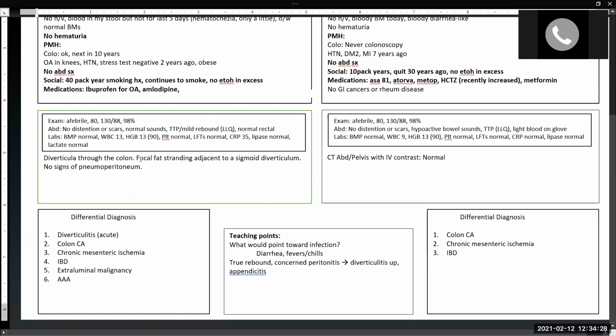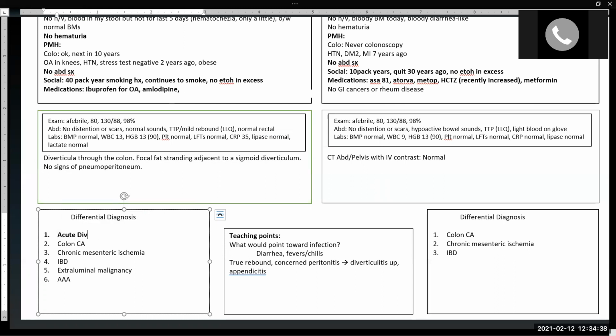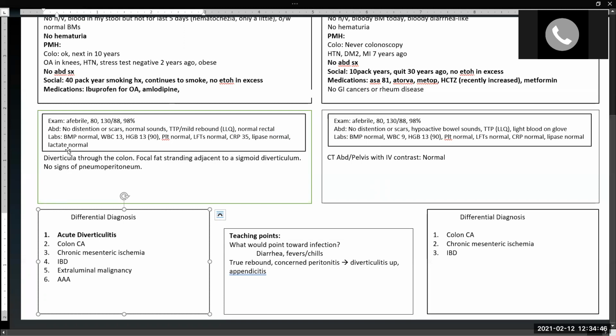Diverticulitis, right? Very obvious. Focal fat stranding adjacent to a diverticulum with the presentation is a diagnosis of acute diverticulitis. And I think the labs were really helpful for thinking that there was either something inflammatory or infectious going on. We kind of breezed over the CRP, but versus the other guy who doesn't have any signs of an inflammatory process going on.